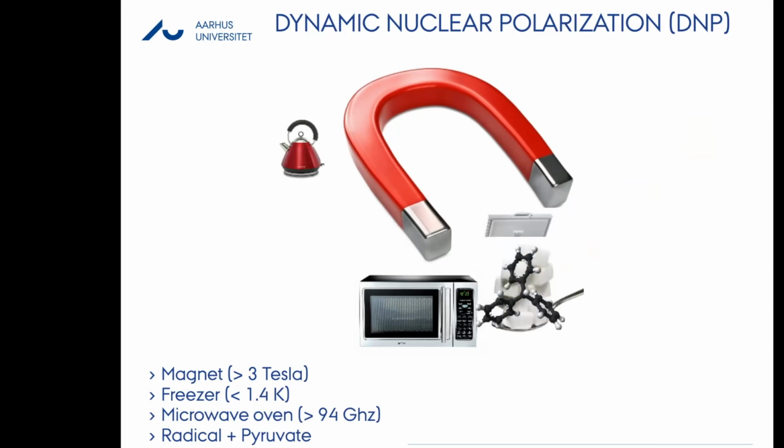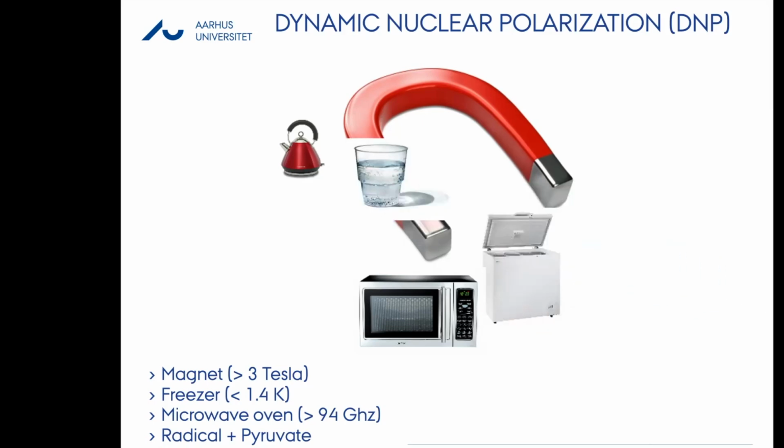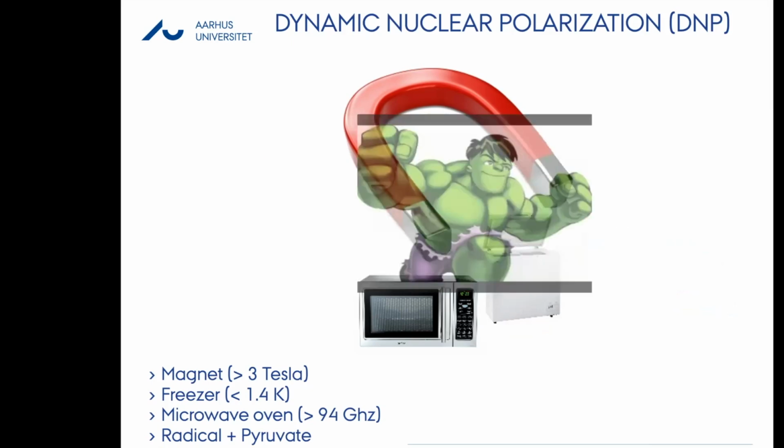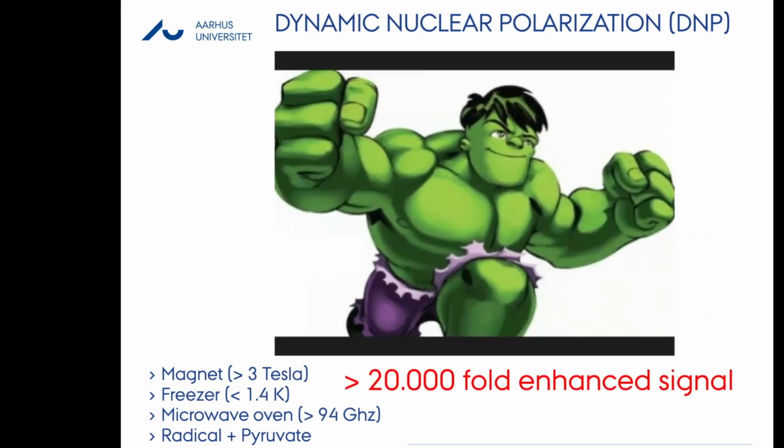We place this mixture of the pyruvate or the sugar and the radical, the electron donor, in this freezer, the microwaves are turned on, the specific frequencies, and then we let it sit there for a couple of hours, and then we place water in the electric cooker, and we heat this stuff up to 120 degrees under pressure. And then very rapidly, when we're ready to do the experiment, we force this hot water down on this ice cube, and we dissolve the ice cube with this very hot water. And out we'll get this green monster of a signal that is, at least for now, more than 20,000-fold enhanced in signal. So this is really the essence of the experiment.